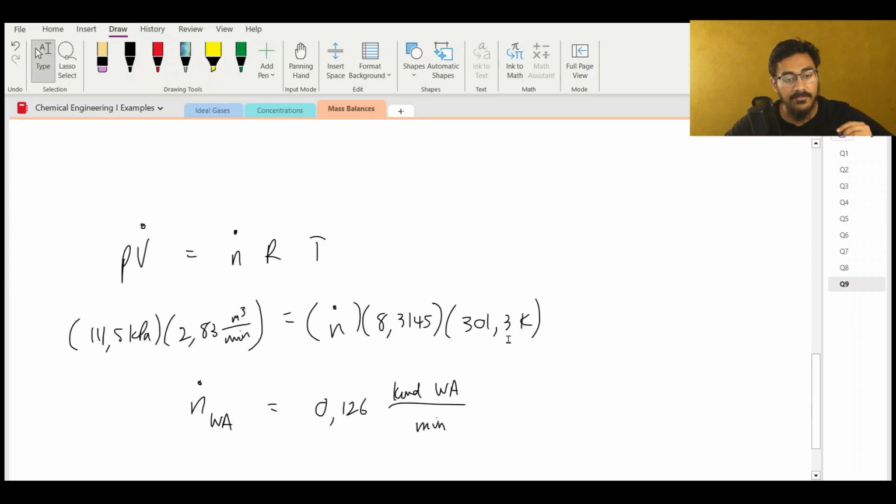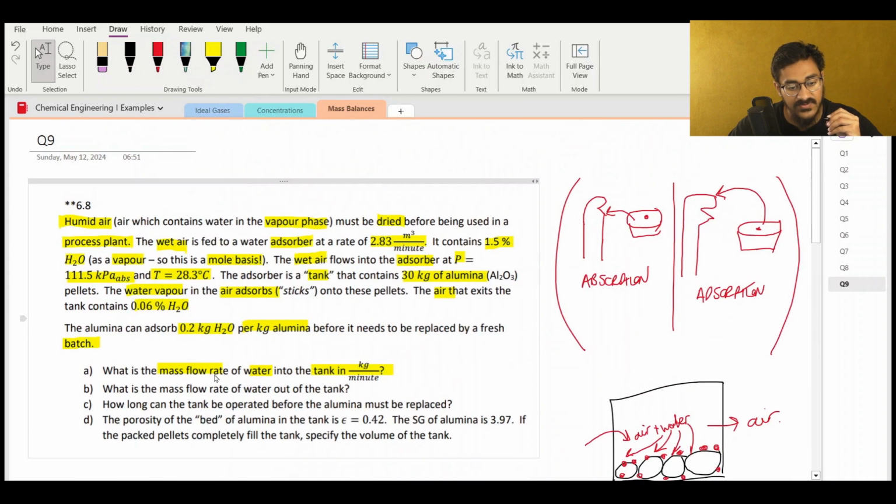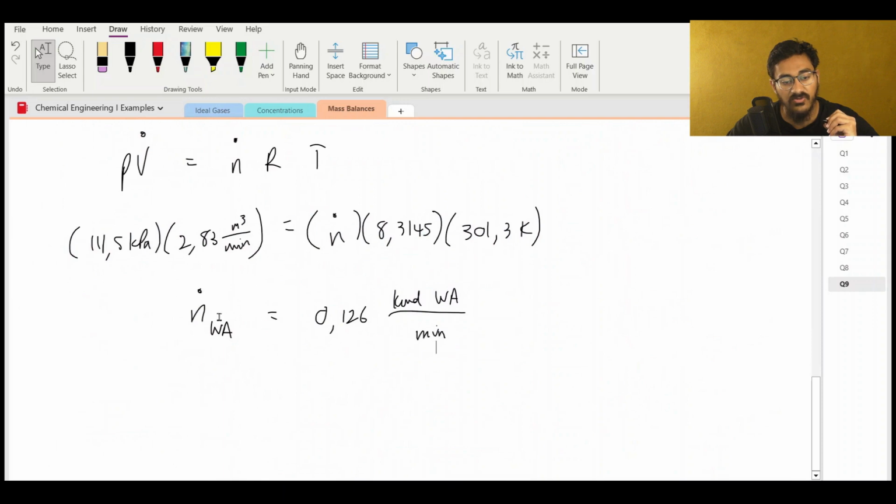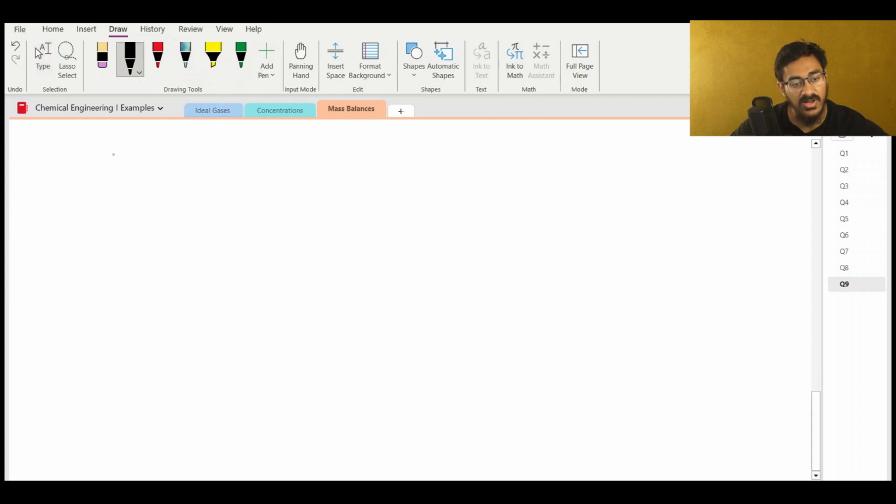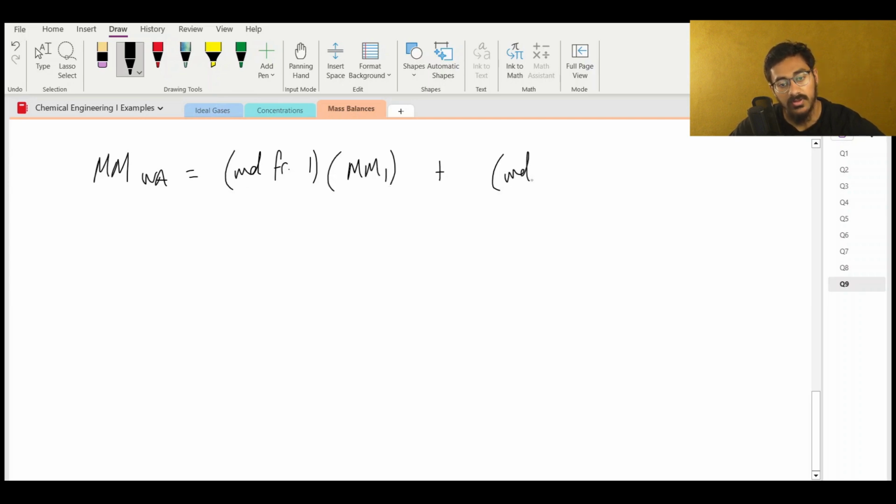But I didn't want number of moles, right? The question asked me for the mass flow rate. So how do I convert from moles into mass? You can say it with me. You use the molar mass. So how do we calculate the molar mass of our wet air mixture? Well, if you've got a mixture of ideal gases, then the molar mass is equal to the mole fraction of component 1 times the molar mass of component 1, plus the mole fraction of component 2 multiplied by the molar mass of component 2.